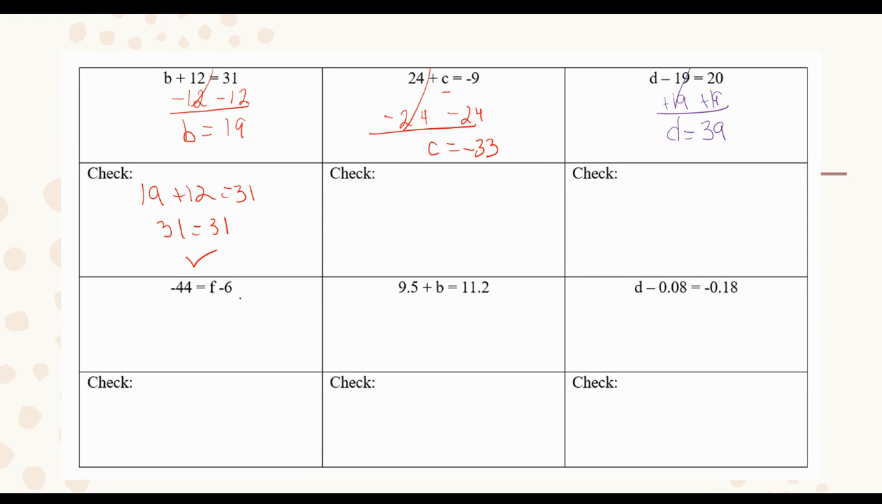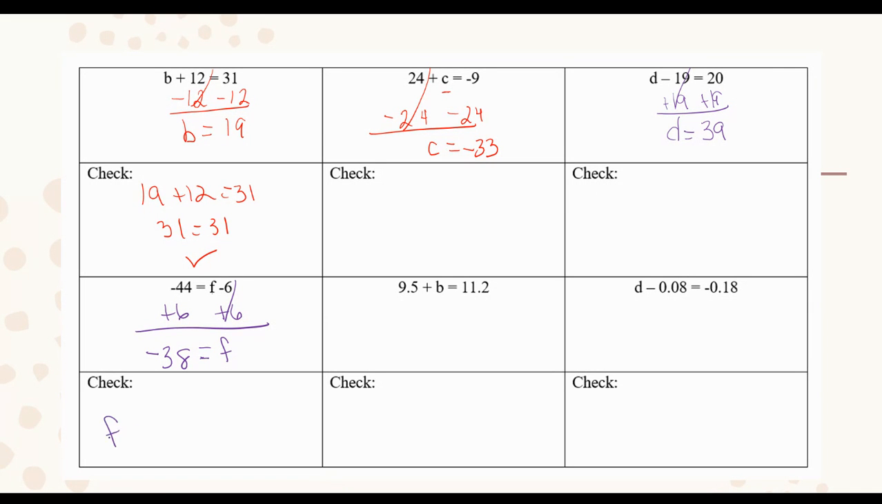We need to move whatever is closest to it. We want to move a -6. Opposite of a -6 is a +6. So a -6 plus 6 gives you 0, so that cancels out. All right, so you're adding 6 to both sides, you get -44 plus 6, so you get an answer of -38.